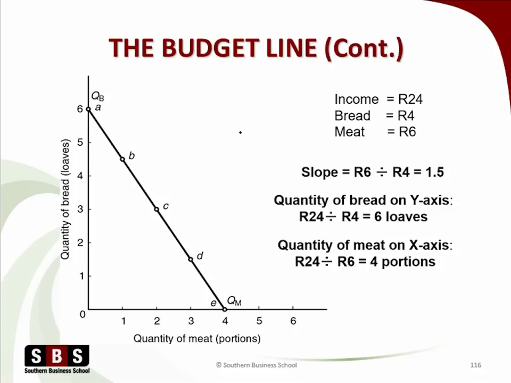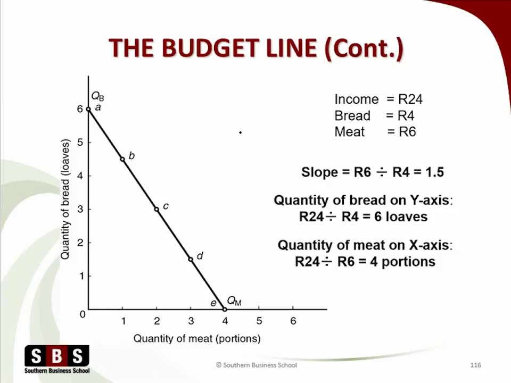So if you're given a total income of 24 Rand, say with bread on the y-axis at 4 Rand and meat at 6 Rand, the quantity of bread will be 6 and the quantity of meat will be 4. Because bread is 4 Rand, how many breads can you buy with 24 Rand? Divide 4 into 24 and you get 6. So your price is always different. The price will be 4 Rand and your quantity will be 6. So there's your 6 loaves of bread.